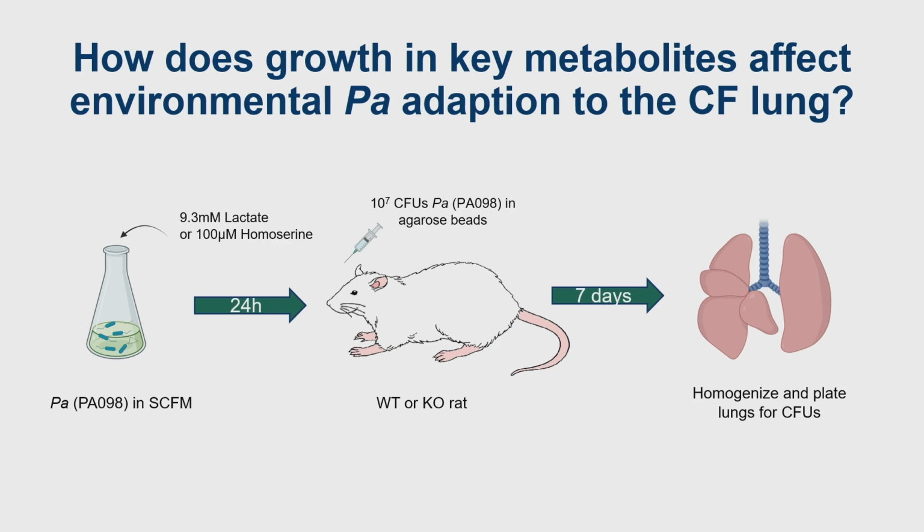So to test these metabolites in vivo, and to test their effects on Pseudomonas establishment in the lung, we grew our Pseudomonas strain in SCFM, either with or without the normal 9.3 millimolars of lactate that's included in SCFM, or with or without 100 micromolars of homoserine. We did that for 24 hours. We then encapsulated the Pseudomonas in agarose beads and infected the rats with this. At the end of the infection, we homogenized and plated for CFUs.